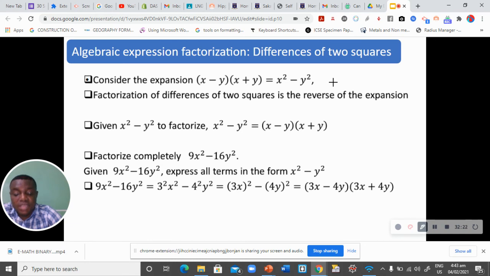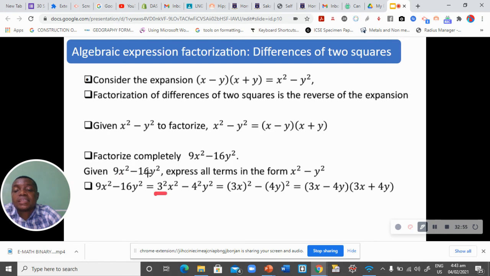Now, suppose you have been given this to factorize. What should you do? Given x squared minus y squared to factorize, we simply write the difference of two squares. So it will be (x minus y) times (x plus y). The same way, if you're asked to factorize 9x squared minus 16y squared, we have to express this in terms of squares. So you see that we can write 9 as 3 squared.